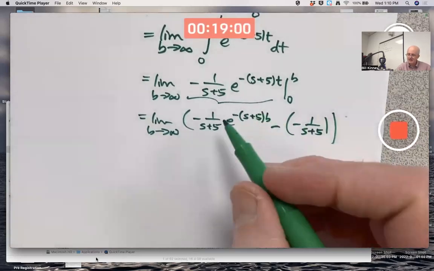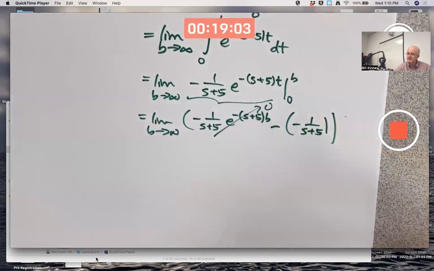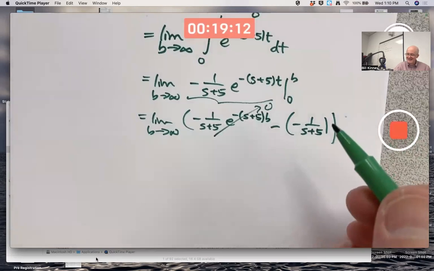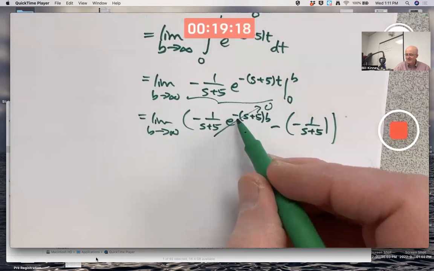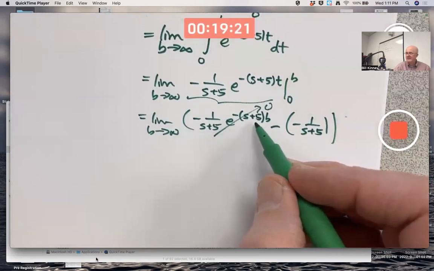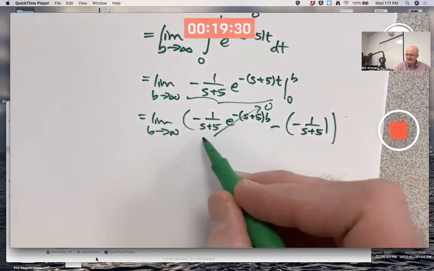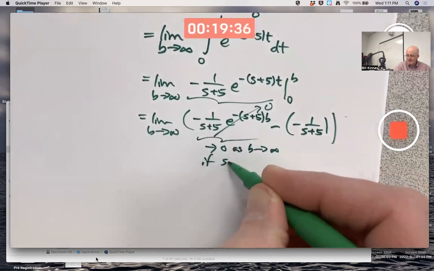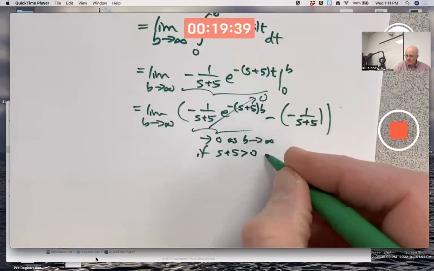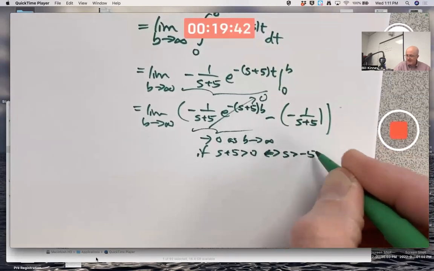Okay, now we can get a little sloppy, maybe, and say this goes to 0 as b goes to infinity, or does it? Does it go to 0? Close enough. It goes to 0 if this coefficient of b really is negative. Now you see a negative sign there, but that coefficient is only going to be negative if s plus 5 itself is positive. In other words, if s is bigger than negative 5. This goes to 0 as b goes to infinity if s plus 5 is positive, which is equivalent to saying s itself is bigger than negative 5.